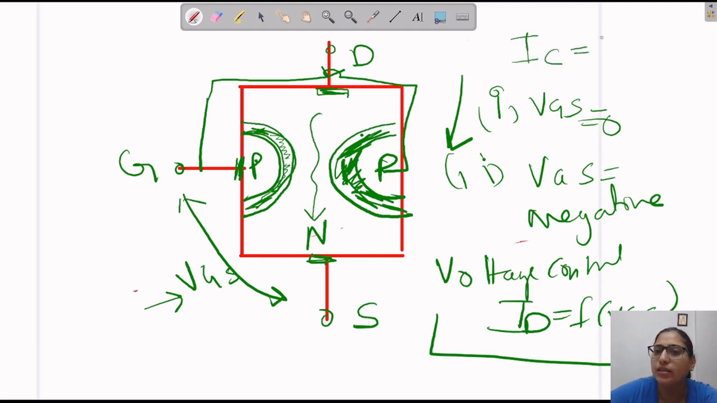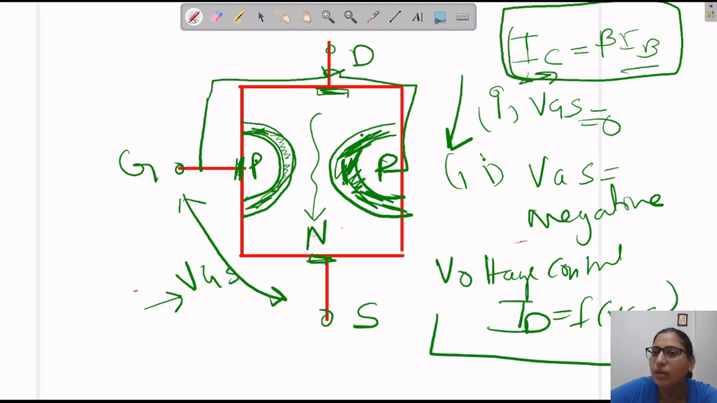IC, the output current, is a function of beta times IB. So this is the collector current and base current relationship. IC depends on the base current. It means the BJT is a current control device. Output current depends on the input current.